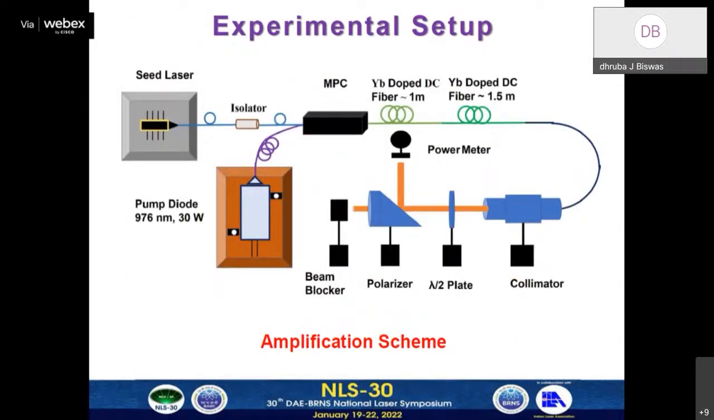Yes, this is our experimental setup. Now we have a seed source and a double clad based amplifier. Now this amplifier is pumped in clad by a multi-mode pump diode delivering around 30 watt power, and this output from the collimator is polarized using a polarizer, and one part of the polarization we have measured, and the other is blocked by a beam blocker. Next, please.